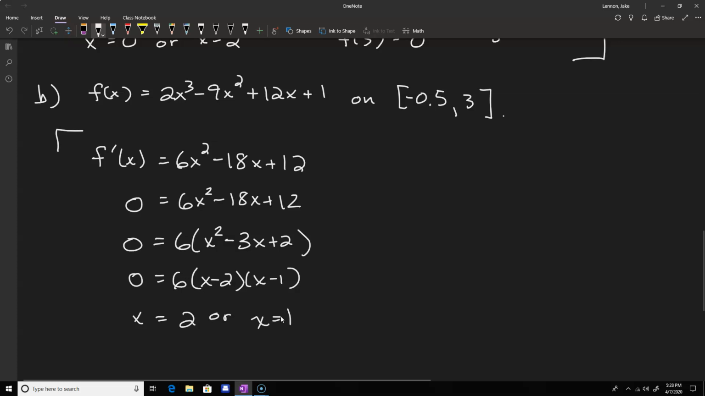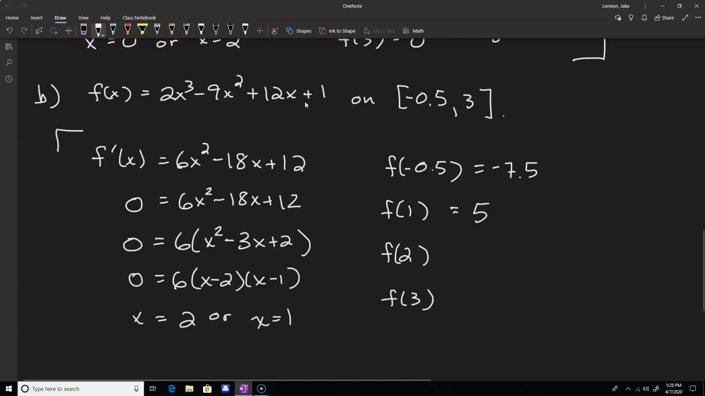So again, we have four numbers to plug in. The endpoints -0.5 and 3, and the critical values 1 and 2. So we want to do f of -0.5, f of 1, f of 2, and f of 3. And again, you just want to plug these things into your calculator, and we end up with negative 7.5 as our first y value. If we plug in 1, we should be getting 5.